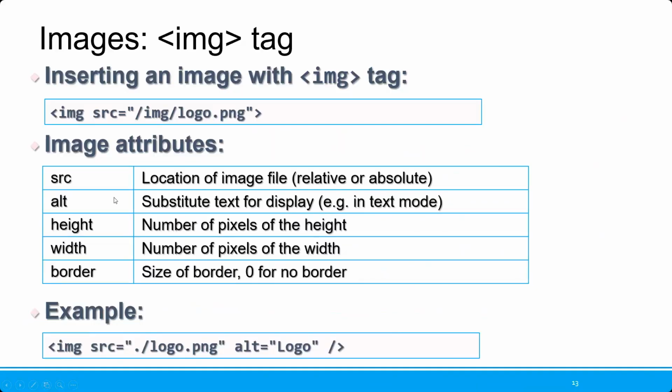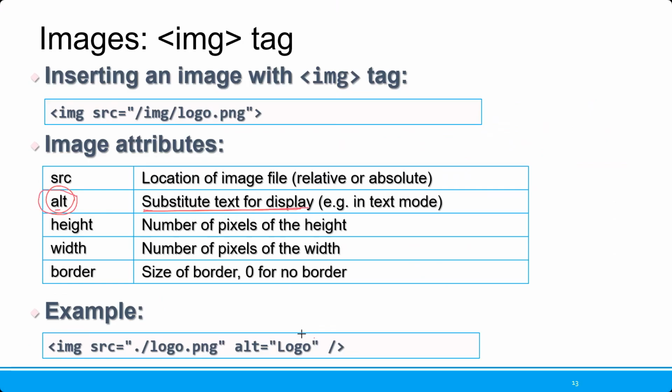You can make some kind of properties, for example, ALT. ALT means substitute text for display. So for example, you cannot find your logo, because maybe the location is confusing or the folder name is not correct, or maybe it is not in the server, it is in the client, and etc. So if there is an error, you can show the alternative, or we call it, this is alt. It is a substitute text for display.